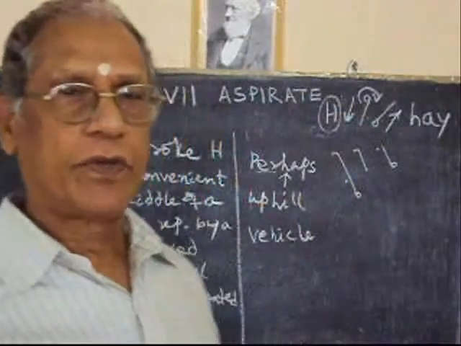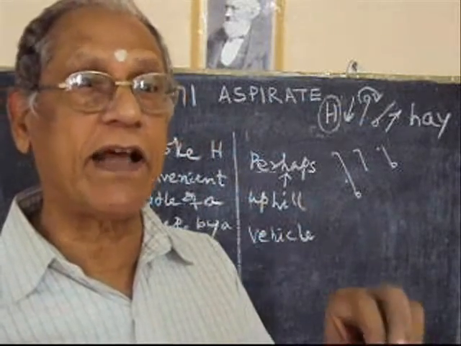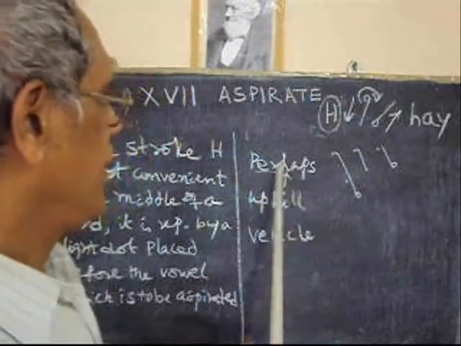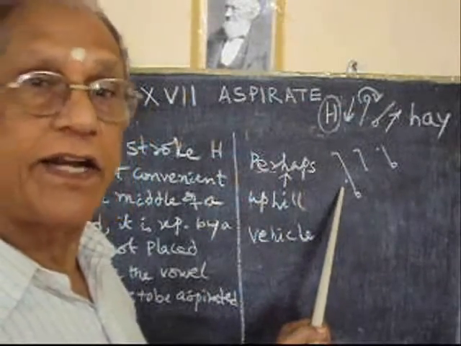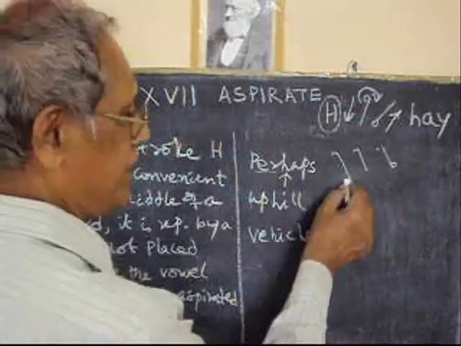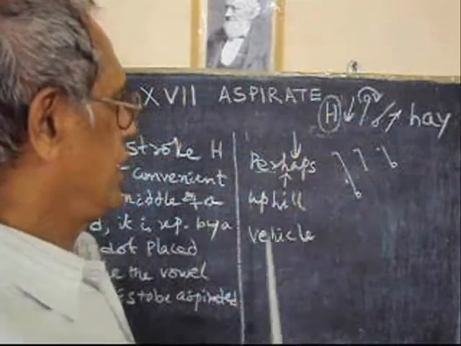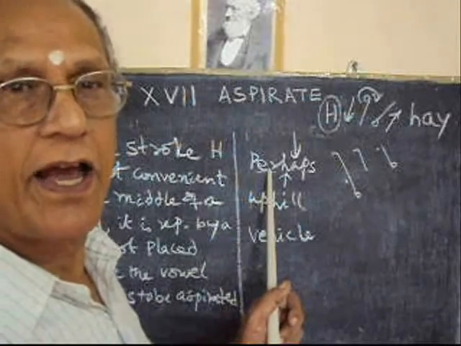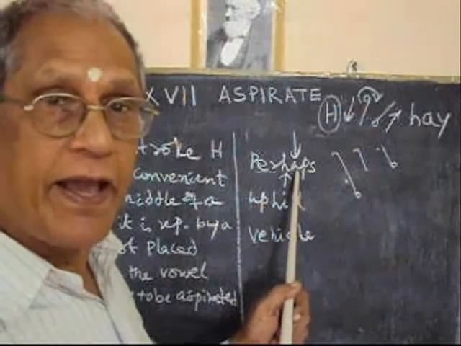Now as I said, aspirate is mere breathing. It is generally attached with a vowel. It falls upon a vowel, then only we will get this sound clearly. Here, this aspirate, hey. So now, what is the vowel that is to be aspirated? On which vowel has this hey fallen? This is the vowel on which this hay has fallen. That means this is the vowel that is to be aspirated.